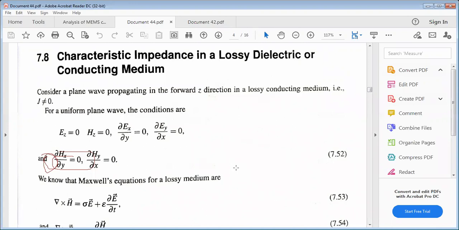Consider a plane wave propagating in the forward z direction in a lossy conducting medium. For a uniform plane wave, the conditions are Ez must be 0, Hz is also 0, and dou Ex by dou y, the change in electric field component. Did you observe these are all independent terms? X with respect to Y is 0, Y with respect to X is 0, individual z components 0. These are the uniform plane wave conditions.